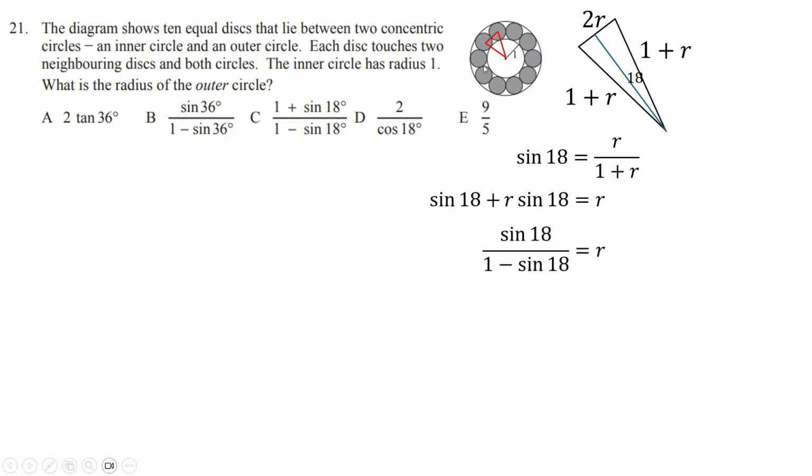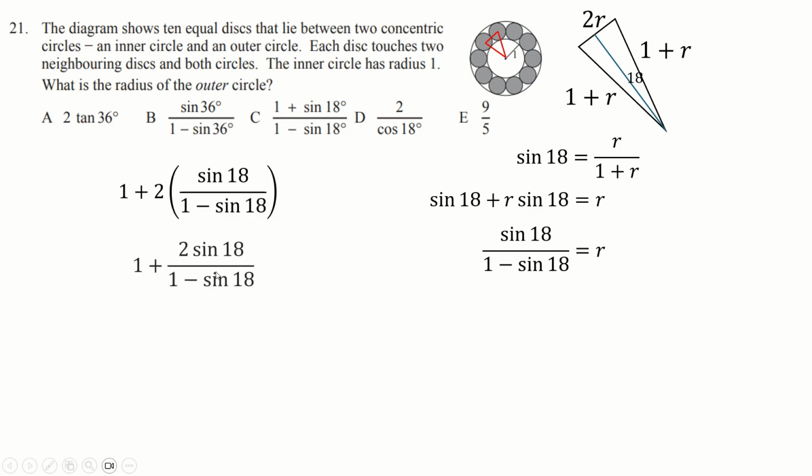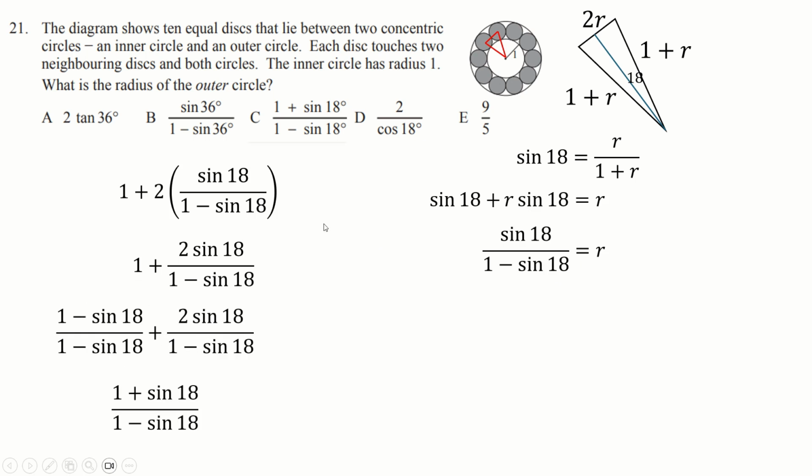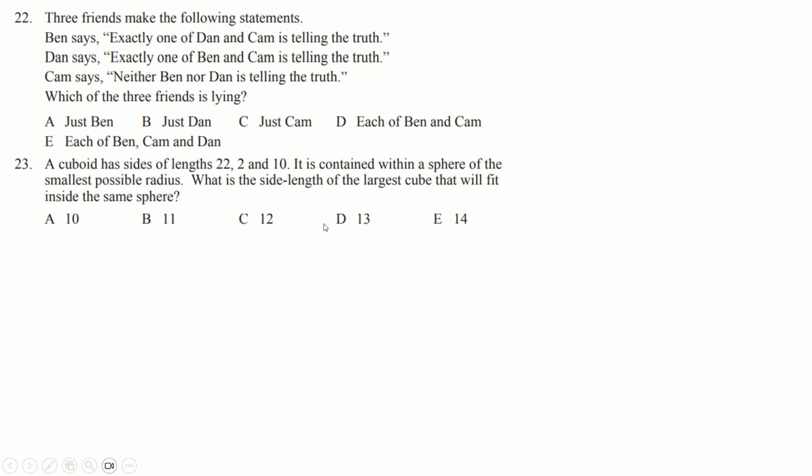And now that means that the radius of the outer circle is 1 plus 2 little r's. So it's 1 plus 2 lots of that. Times this by 2, obviously there. 1 is the same as 1 minus sine 18 over 1 minus sine 18. And then we just put the numerators together and we end up with this, which is answer number C.